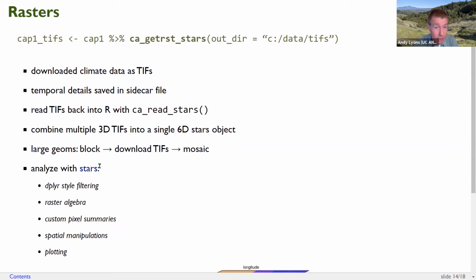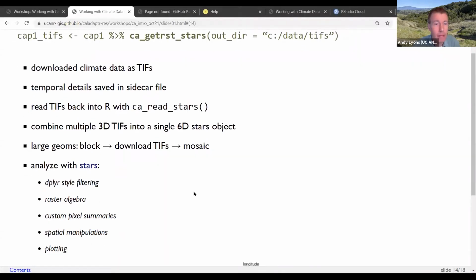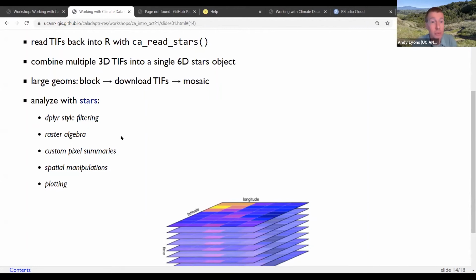And then you get back a stars object. Yeah, so stars is a newish package. I don't think we have time to get into any depth here, but it supports dplyr-style filtering, so you can use your filter functions and your select functions from dplyr. Those work with stars objects to get just the dates or just the rows and columns that you want. And you can do all your classic raster operations, raster algebra.